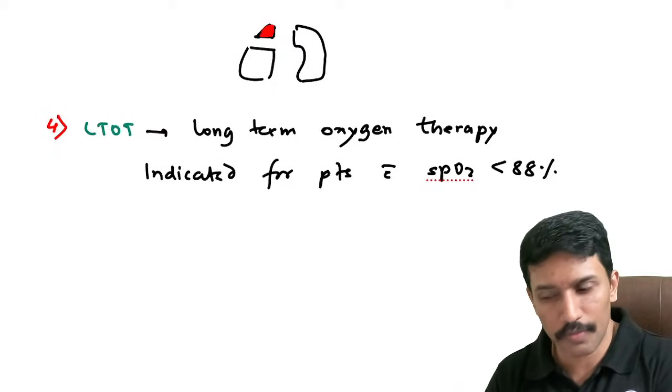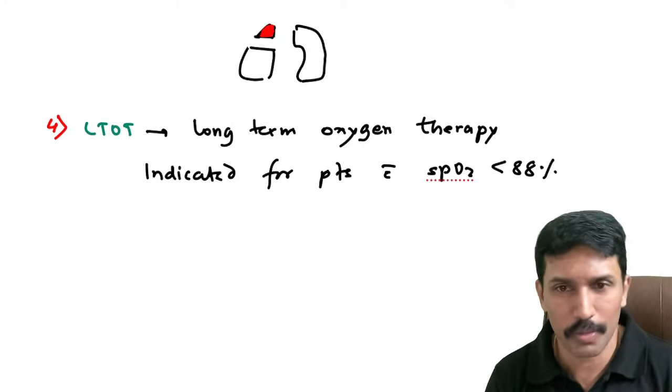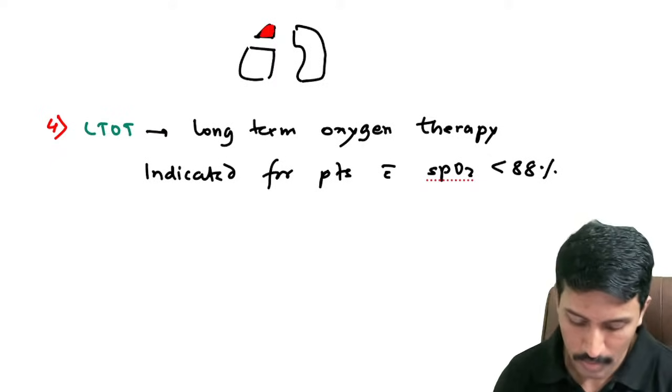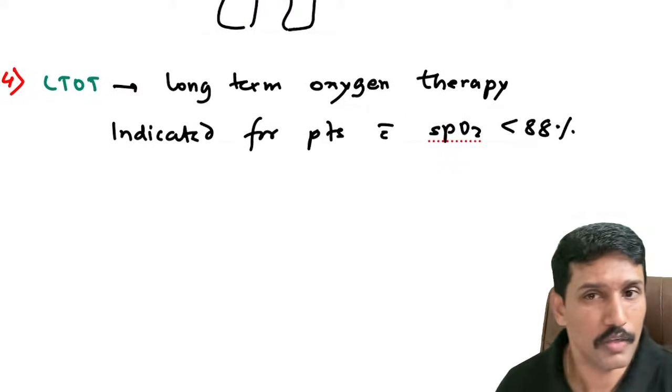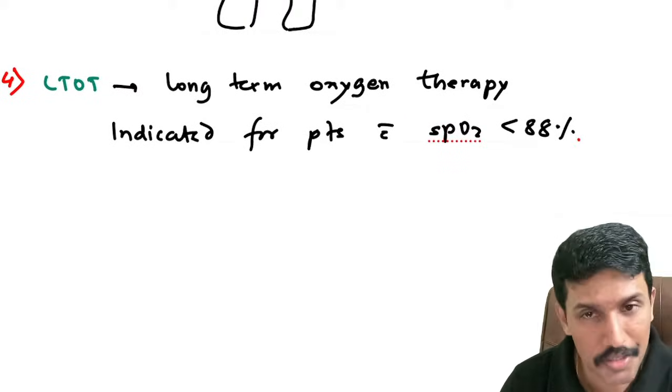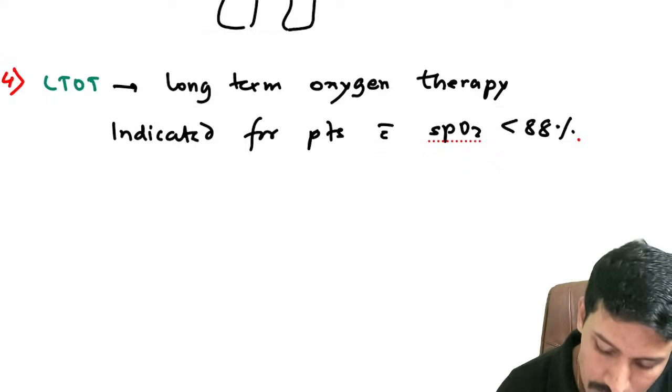Maybe with the advancement of technology in the future, we might do it for the lower lobe, but for now it is only the upper lobe. Okay. One extra point that you need to write for long-term oxygen therapy is the indication: less than 88% saturation.